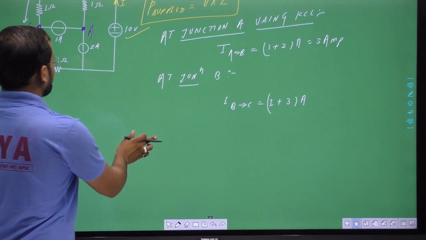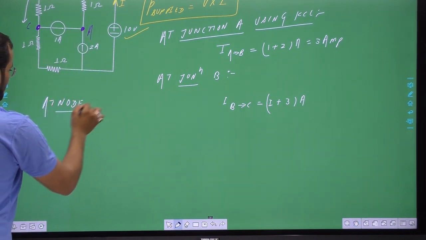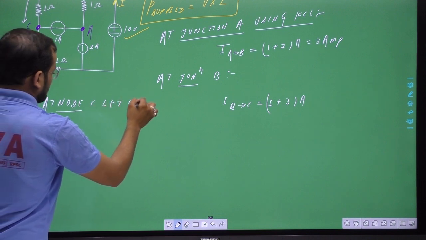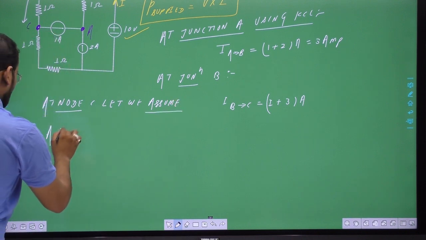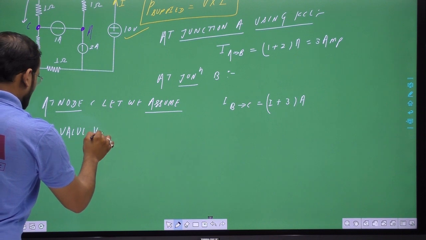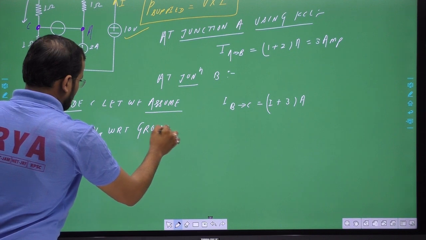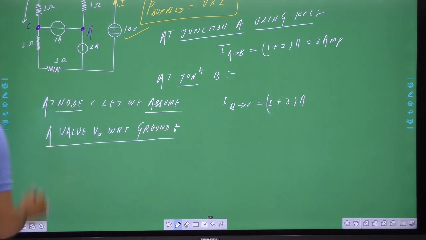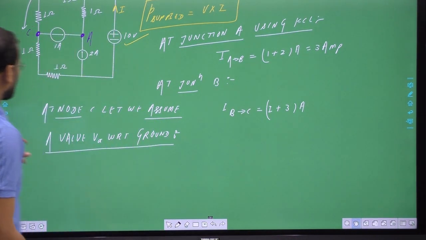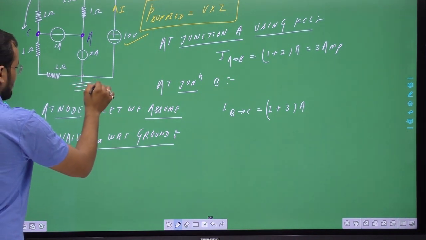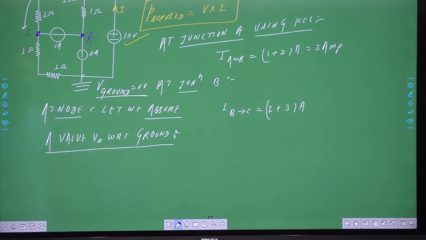So at node C, let me assume a value VA with respect to ground. All the values at non-reference nodes must be with respect to the reference node. Our reference node is this, and its value is 0 volt.